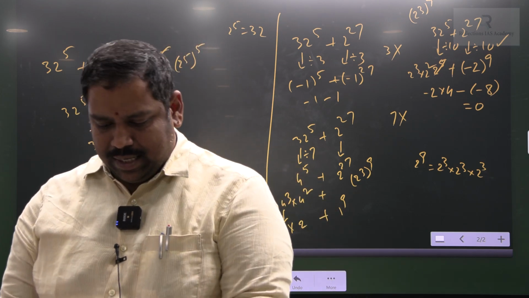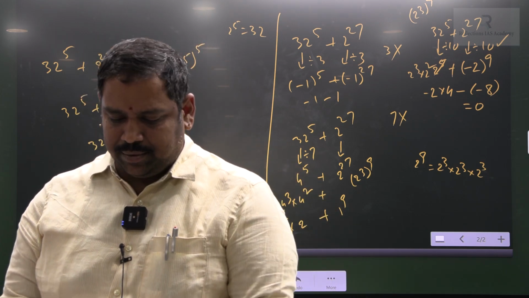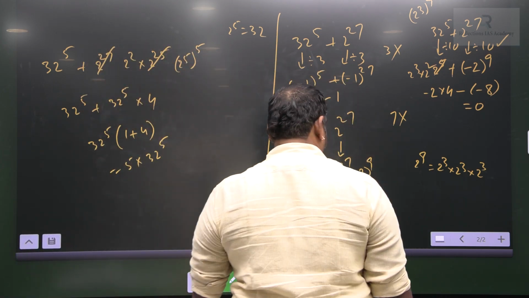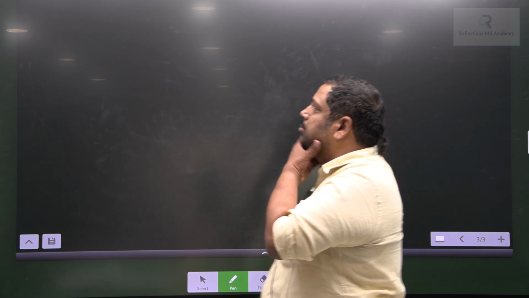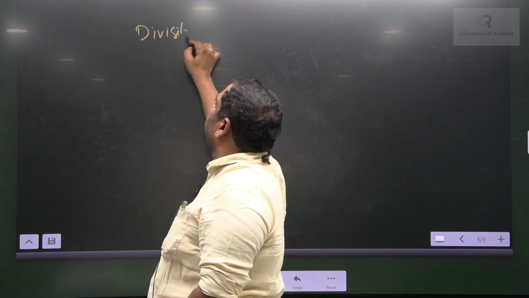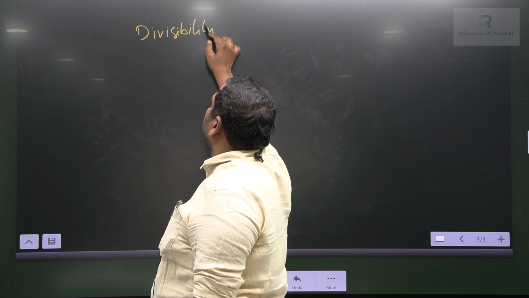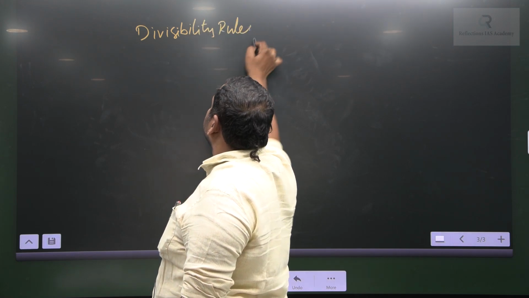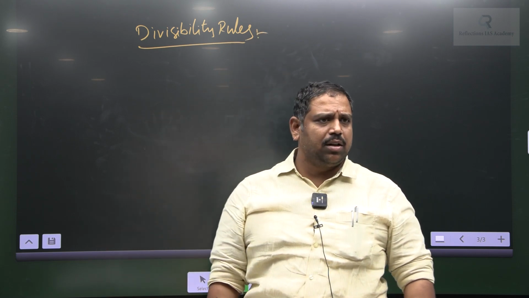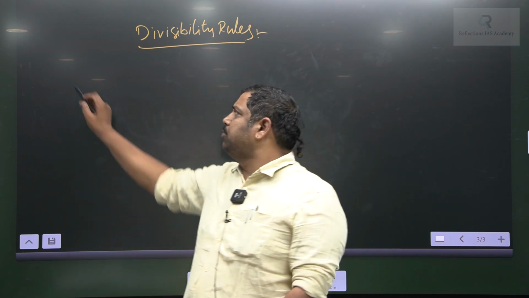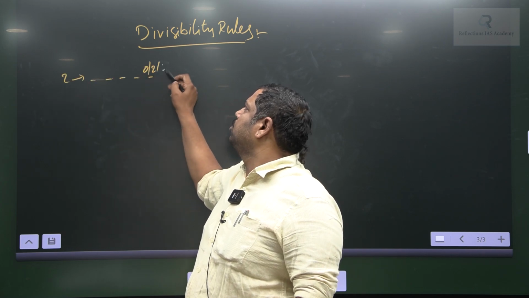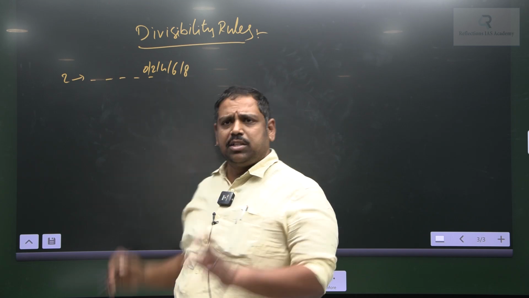What's the next one here? Now we are going to divisibility rules. I hope you know the divisibility rules for 2, 3, 4, 5, etc. What's the divisibility rule of 2? The last digit should be 0, 2, 4, 6, 8. Superb. Here I will just brush over it.